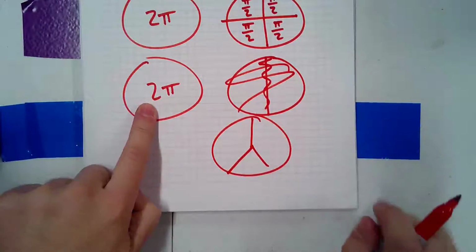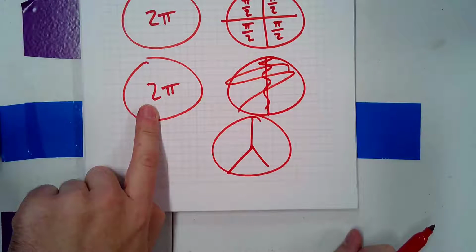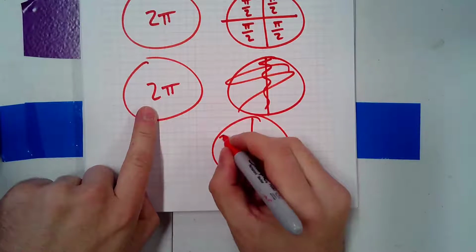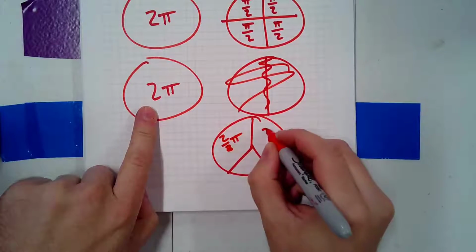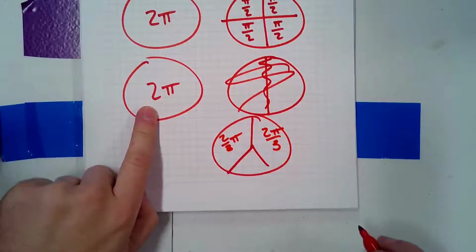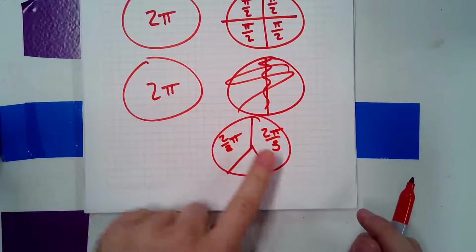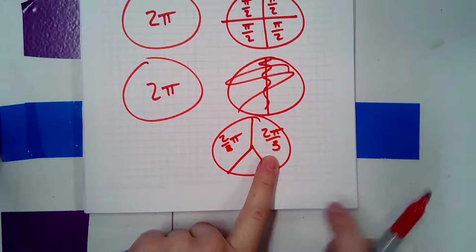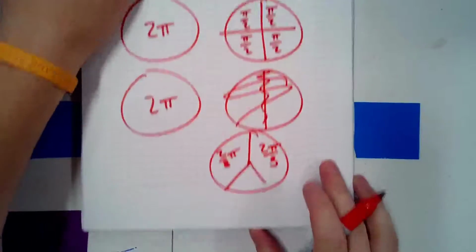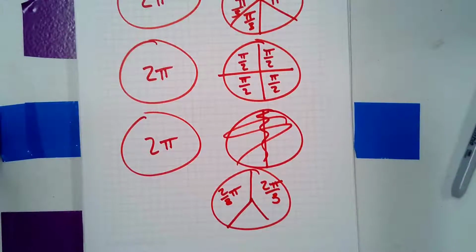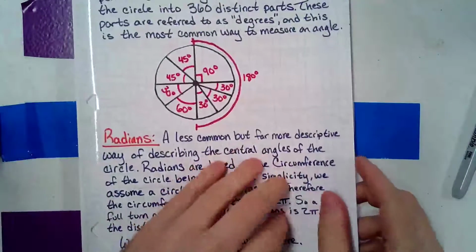The whole thing divided up into thirds. 2/3 pi. Another way to write that is 2 pi over 3, which I like better because it's literally saying take the whole thing and divide it into 3 pieces. Do you see how the bottom is just whatever you want? It's kind of nice. That's radians. And it has to do with the circumference of a circle if the radius is 1.